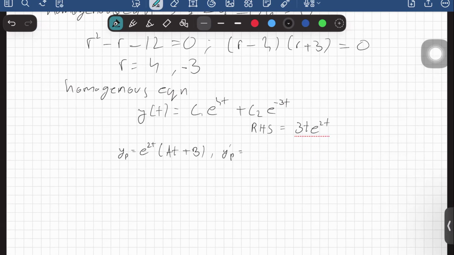So this gives us e to the power of 2t times (a plus 2at plus 2b).